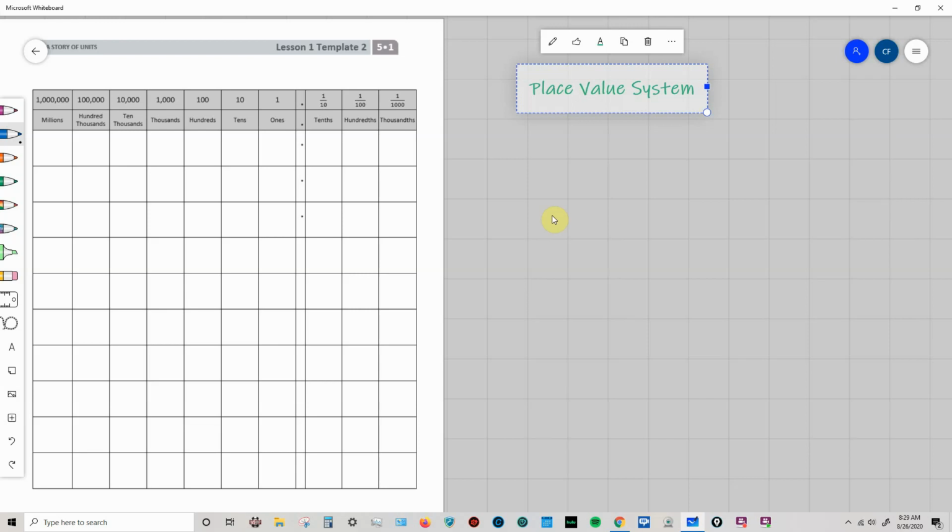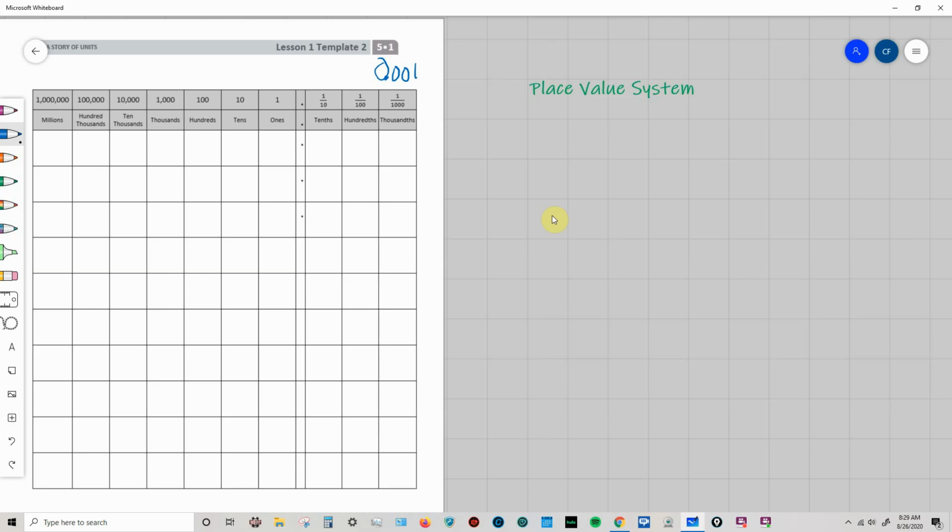Alright, I'd like to talk a little bit about the place value system. Over here we have a place value chart that goes from millions all the way down to thousandths. So I want you to look at this, and let's start off in the thousandths. And notice we have a fraction here, and we might also want to think about what the decimal looks like for thousandths.